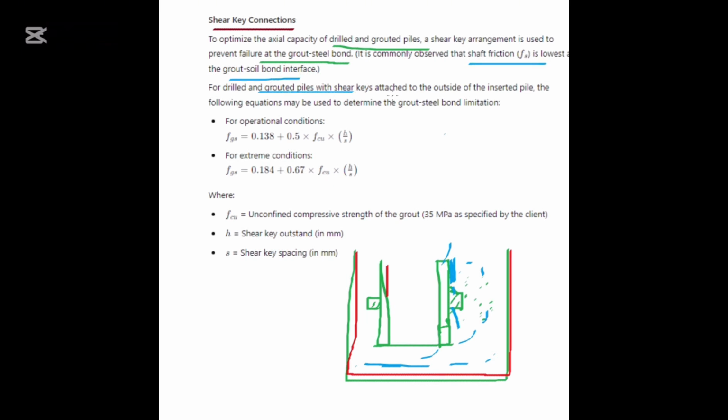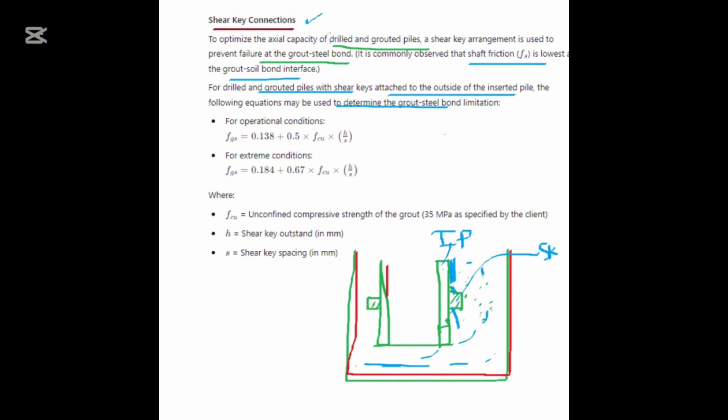For drilled and grouted piles with the staircase attached to the outside of the insert pile, this is the insert pile. This is the shear key. The staircase. For the drilled and grouted piles with the staircase attached to the outside of the insert piles, the following equations may be used to determine the grout steel bond limitation.